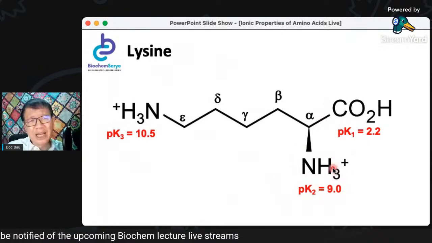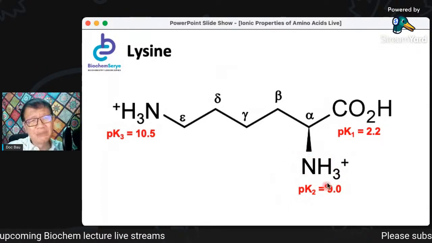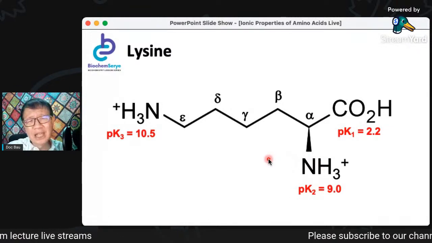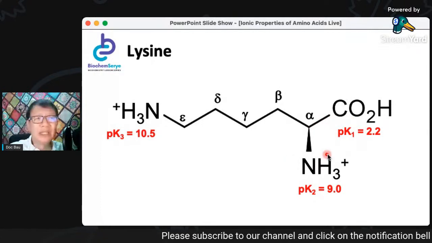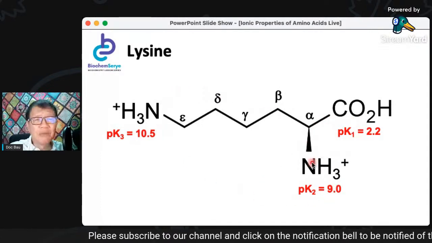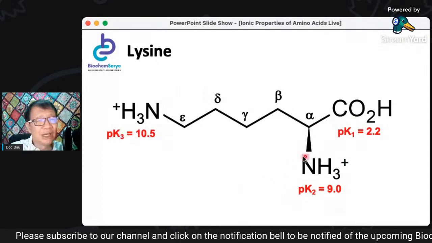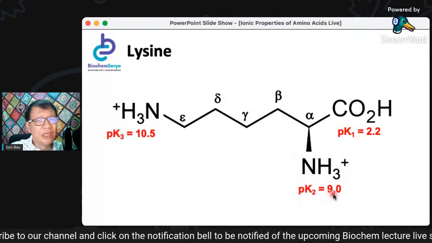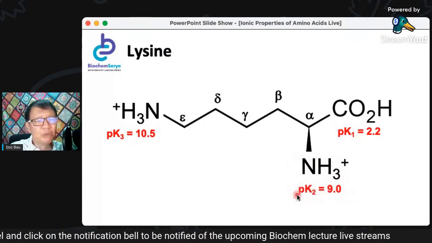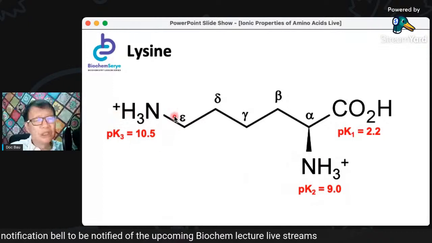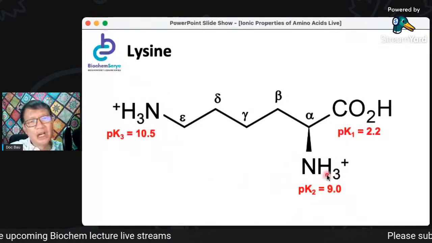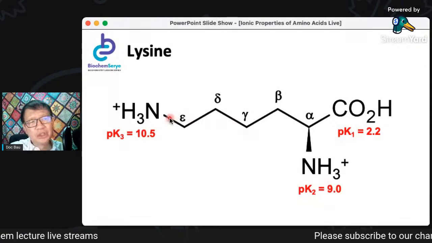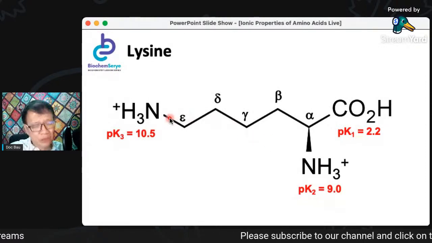In aspartic acid, your alpha amino pKa is higher than your third functional group. But look in lysine, the alpha amino is not the most basic. The pKa is 9, it's pK2, no? But look, your epsilon amino has a higher pK value than your alpha amino. So the sequence of deprotonation is what?